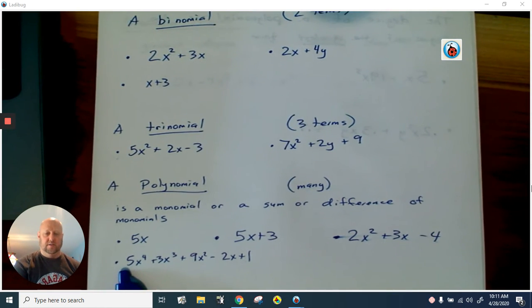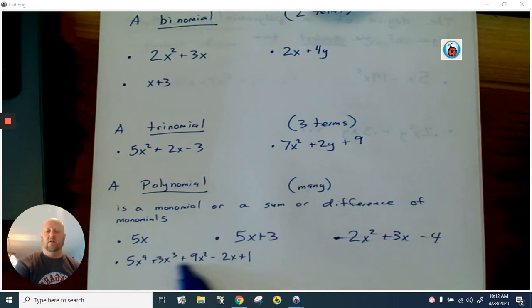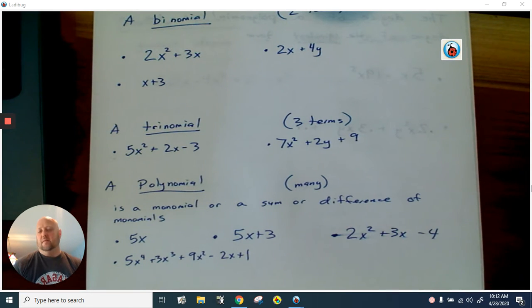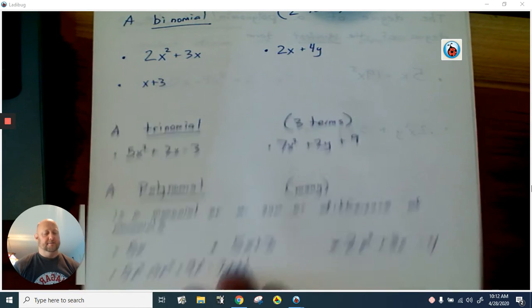But we can also use it if you have 4x to the fourth plus 3x to the third plus 9x squared minus 2x plus 1. We have all these terms. We're just going to end up calling that a polynomial. Okay? So we have basically 4 terms. We have monomial, binomial, trinomial, and then we also have polynomial, which would be many. Okay?